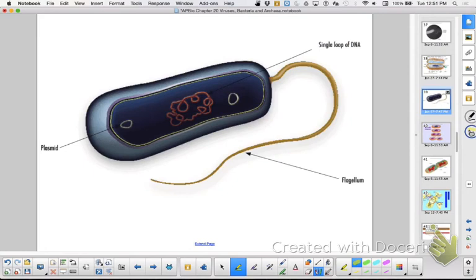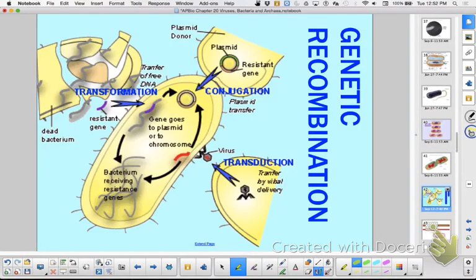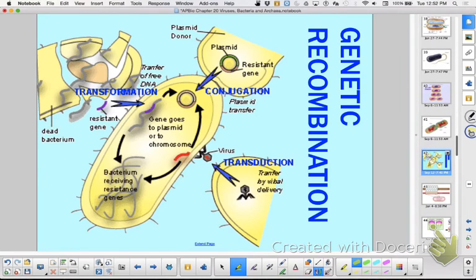You could talk about its reproduction, which is through binary fission. It does not undergo mitosis, like you would see in a linear chromosome. We talked about ways to have variety. So transformation, when you pick up DNA from your environment, conjugation through a sex pilus, and then a virus acting to be a vector.